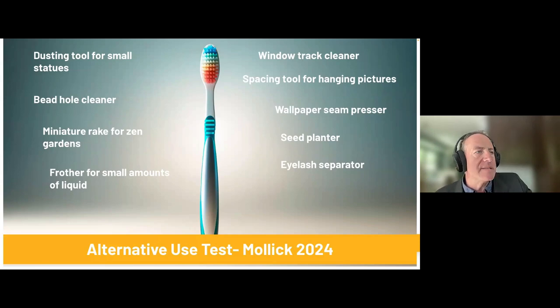So I ran this through. These are some of the examples it came up with. And I just find these so creative and kind of funny. Dusting tool for small statues, I think, is my favorite one. A seed planter. Spacing tools for hanging pictures. A frother for small amounts of liquid and a miniature rake for Zen gardens.